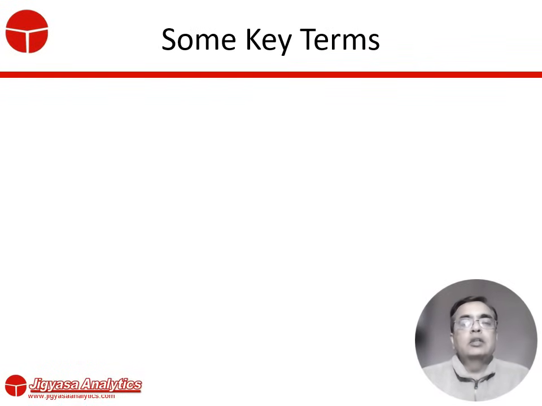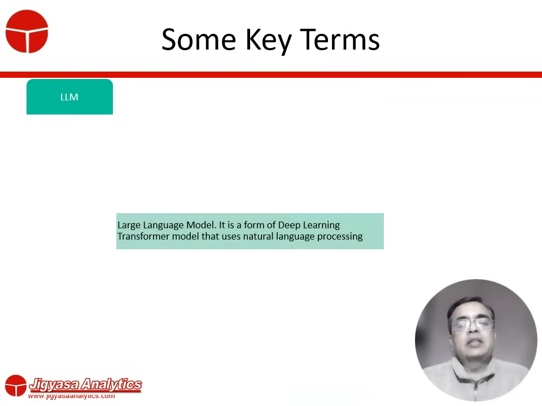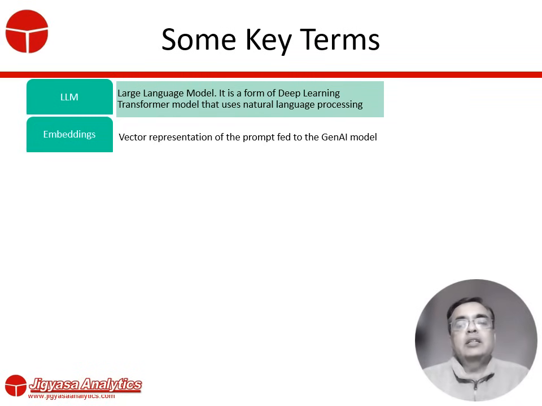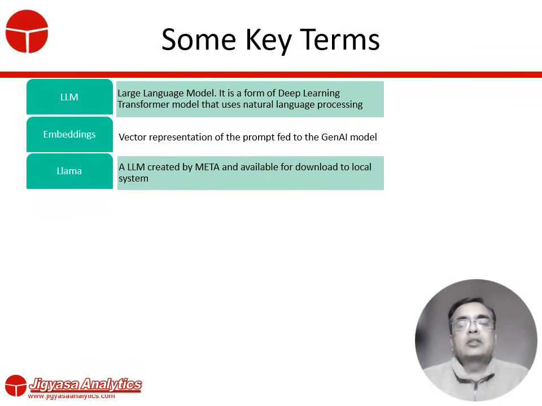Let me give you some key terms and their definitions so that it is easier to follow the rest of the presentation. The first is LLM. Again, this is something probably everyone is familiar with. It's just large language model. It's a form of deep learning transformer model that uses natural language processing. Embeddings. Embeddings are vector representations of the prompt that has been fed to the generative AI model. Llama. Llama is a large language model created by Meta and is available for download to local systems.